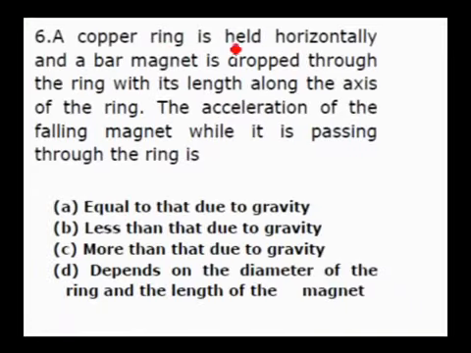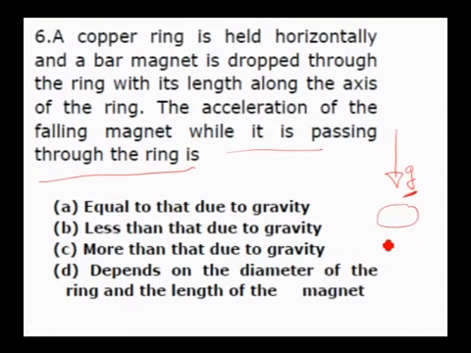Next, a copper ring is held horizontally and a bar magnet is dropped through the ring with its length along the axis of the ring. The acceleration of the falling magnet while it is passing through the ring is, normally when any object is allowed to fall, it falls freely under gravity. That is, it is equal to the acceleration due to gravity. But what if it is dropped through a ring? There is a ring here. Now what happens to the acceleration?